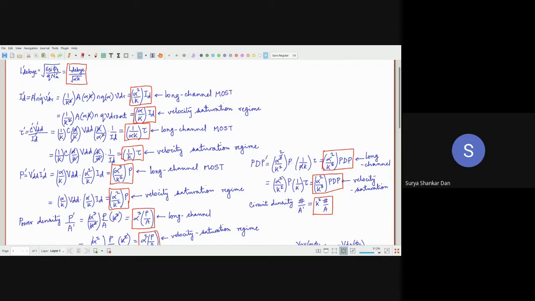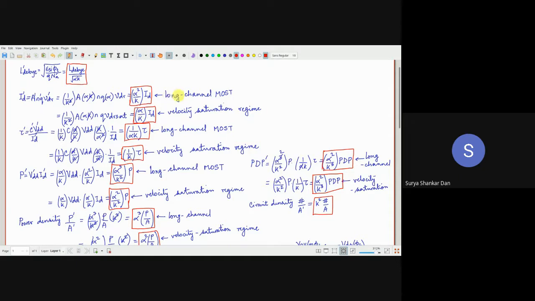Very simple again. Power dissipation, what will we do? We will just multiply the voltage, the rail to rail VDD, into the current. VDD scales by alpha by K. ID scales by what factor? ID again has two different cases, alpha square by K, and the other one is alpha by K, depending on whether it is long channel.